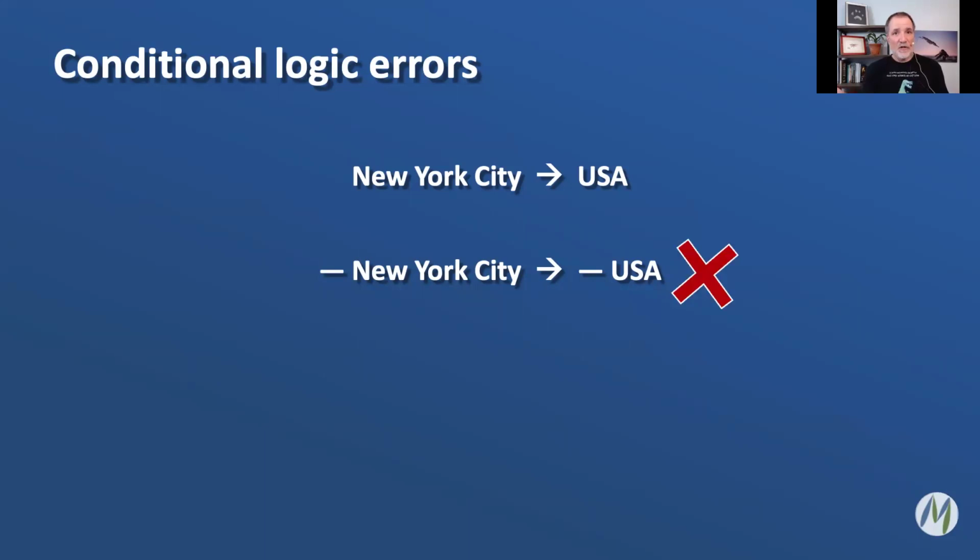I'm not in New York City right now. I'm in Durham, North Carolina, but I am in the USA. So we know this isn't correct, just factually, right? Does anybody know, what do we call this? Do you know the name of this conditional logic error, conditional logic flaw? What do we call this?